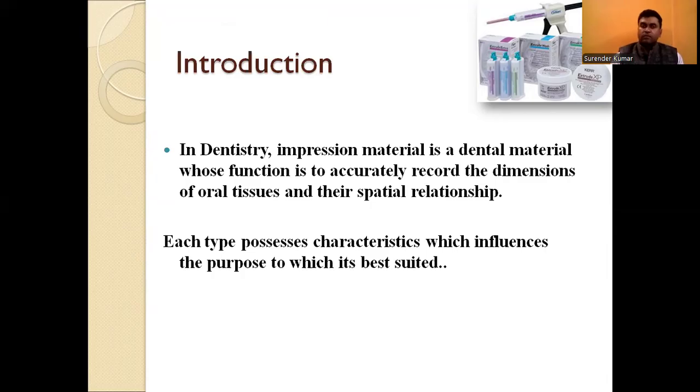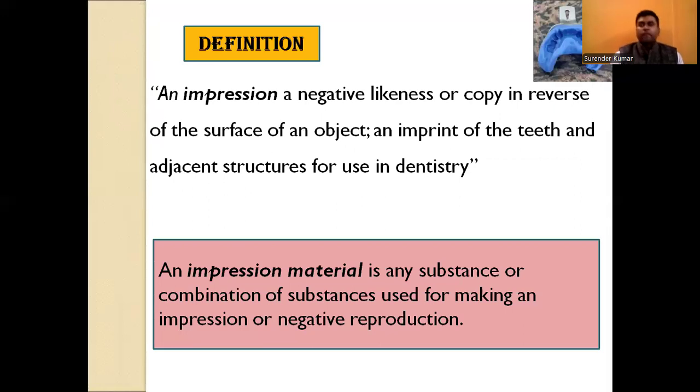Going to the introduction. In dentistry, impression material is a dental material whose function is to accurately record the dimensions of the oral tissues and their spatial relationships. Each type of impression material possesses different characteristics for their purpose and use. An impression is a negative likeness or a copy in reverse of the surface of an object, or an imprint of the teeth and adjacent structures for use in dentistry.